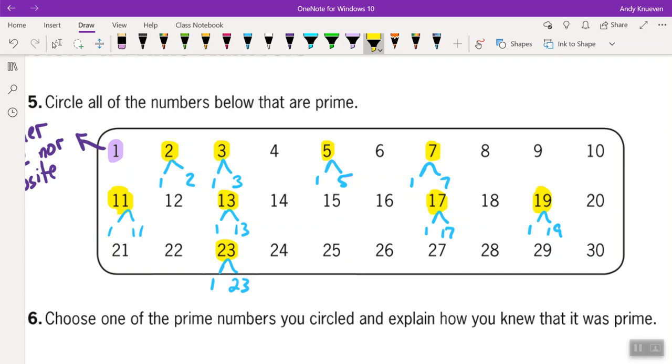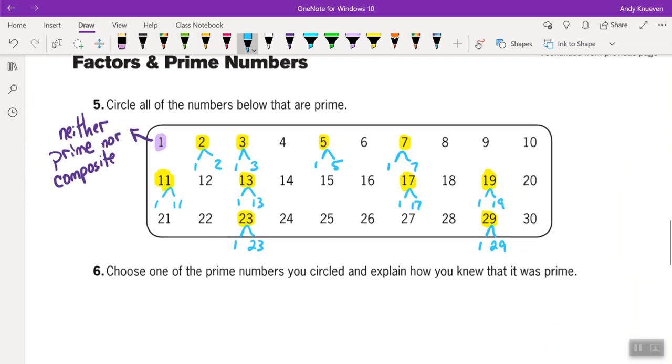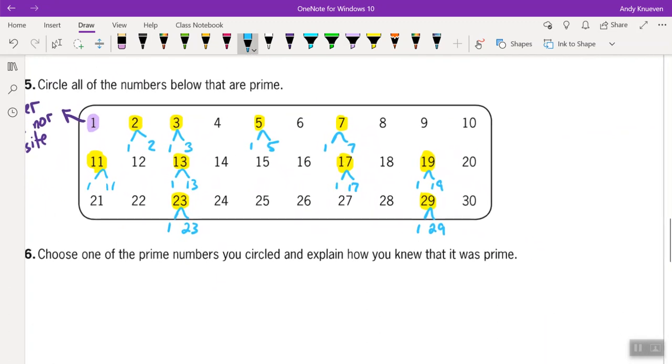24, no, 24 has so many factors. It's 2 and 12, 3 and 8, 4 and 6, 1 and 24, of course. But because of those factors, it's composite. 25, nope, 5 times 5. 26, nope, 2 and 13. 27, no, 3 and 9. 28, no, 2 and 14. 29, yes. Only two numbers, 1 and 29. And 30, just like 10 and 20, they're even. It also ends in 5, but we can multiply it 5 times 6. So if it's not prime, then we call that composite.